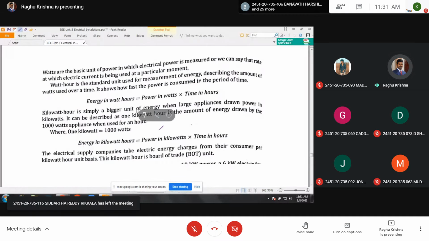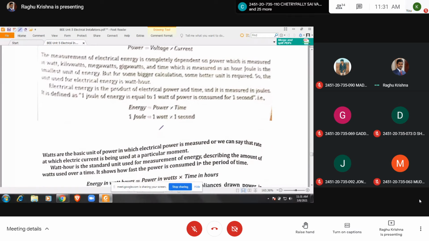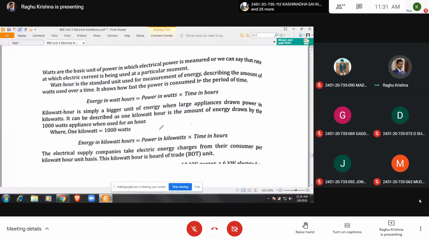So today I'm going to explain this energy consumption calculation. Here you know that power is in watts and energy is in watt hours. How are you going to get energy? Energy is equal to power into time. The unit of power is watt and time is hour. So energy in watt hours is equal to power in watts into time in hours.